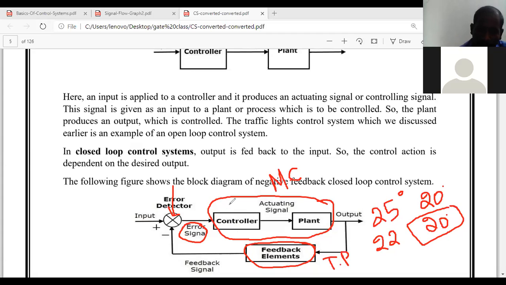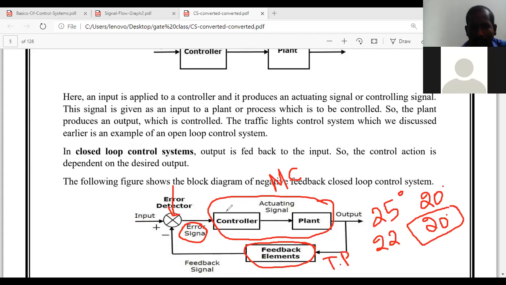The control system may be stable, but we won't get the desired response. To get the desired response, we need a certain part. That part is nothing but the controller.